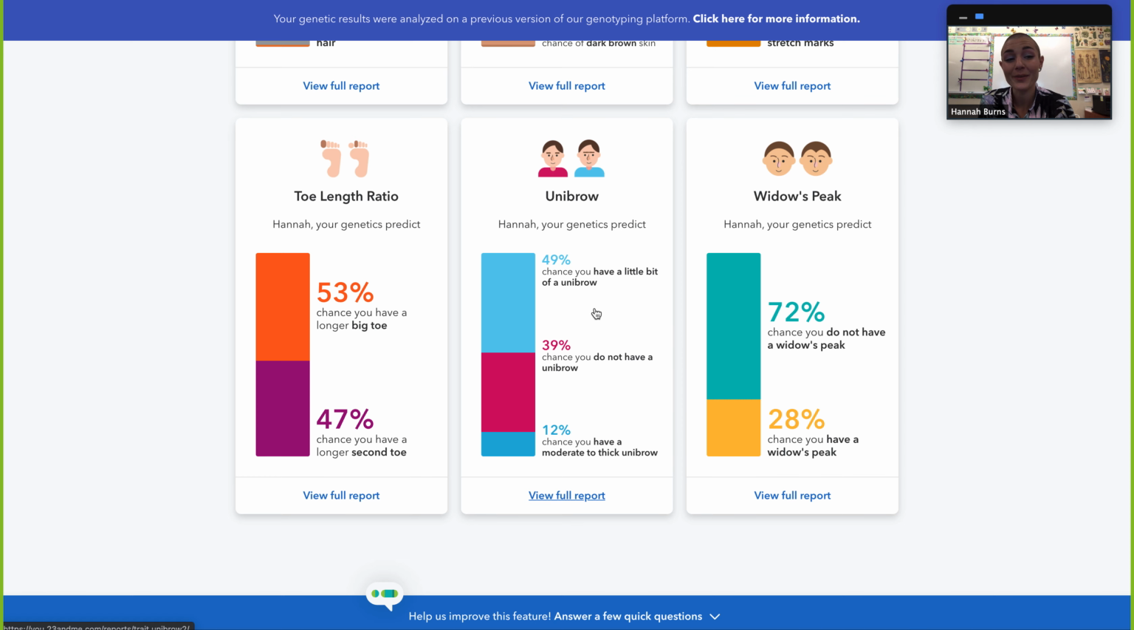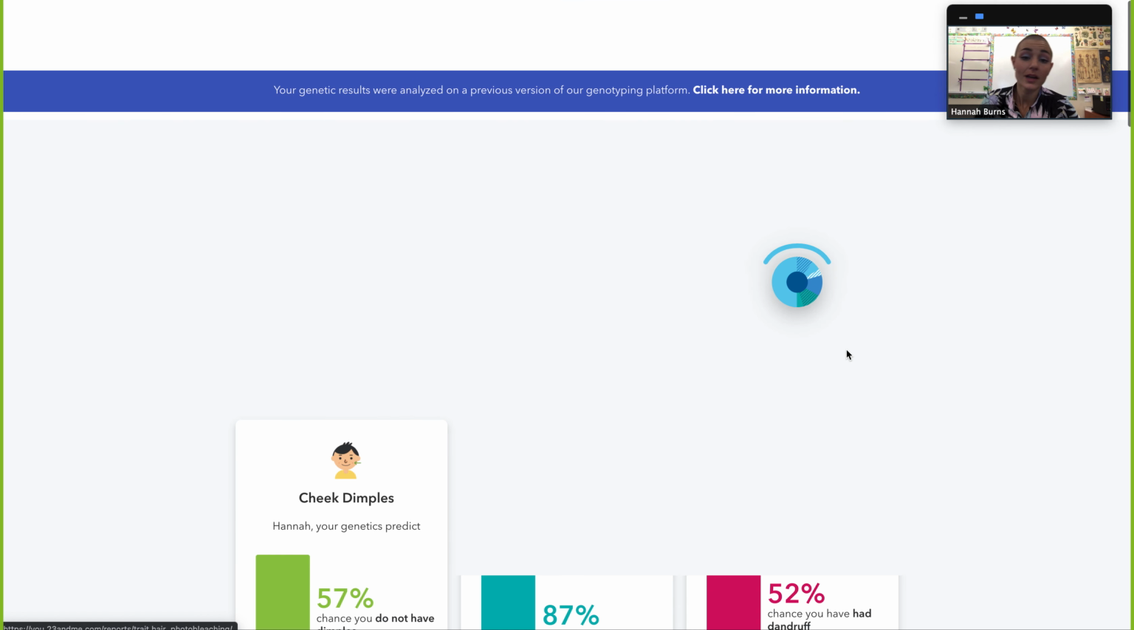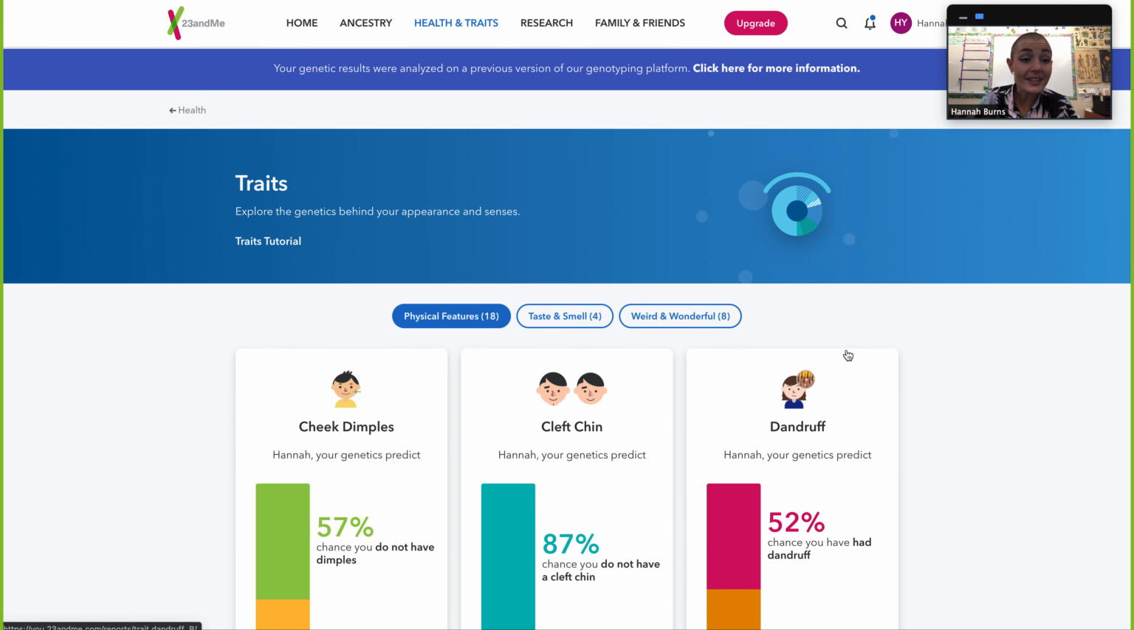Unibrow, I do have a little bit of a unibrow. And widow's peak, I don't have a widow's peak, and you can actually see perfectly because my head is shaved. It goes in a little bit here, but it doesn't point. So those are all of the different genes and traits that have been predicted based off of the information that my DNA passes on.